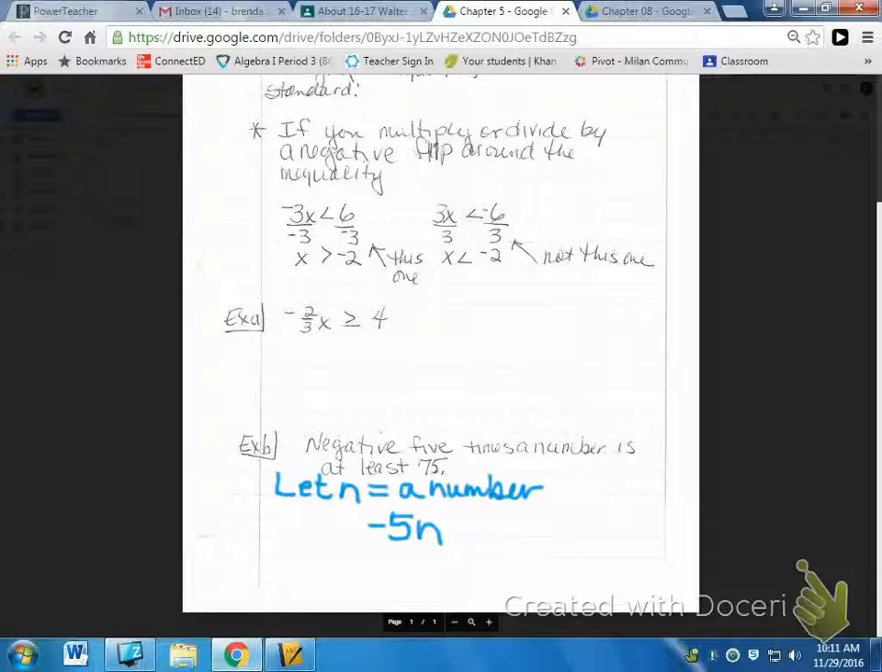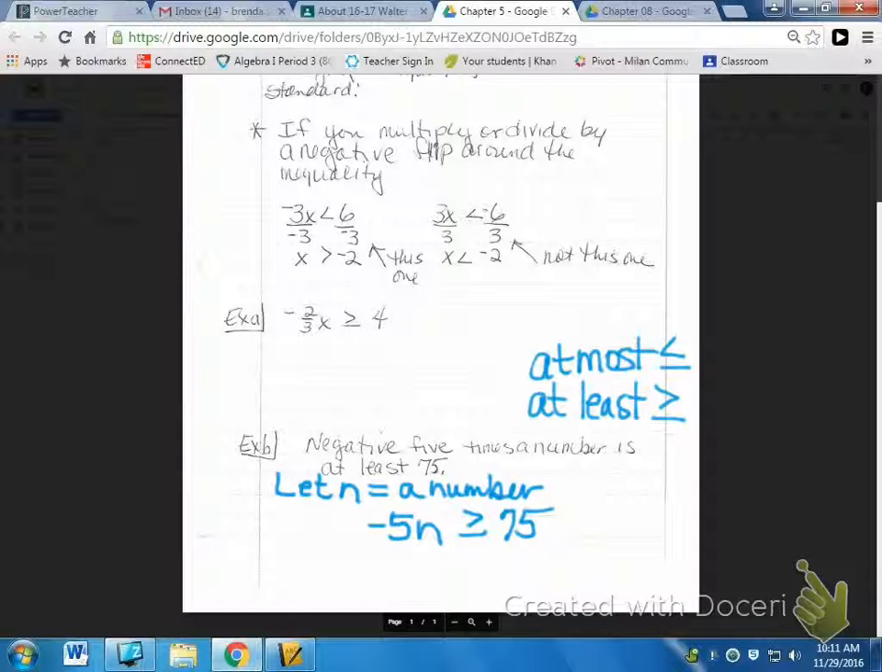is at least. Okay, so we talked about this yesterday. What does at least stand for, Maitri? Greater than or equal to. At least is greater than or equal to. Okay? While we're writing, what does at most stand for? Jared? Less than or equal to. Okay, so those two could come up every now and then. So back to our problem. -5n is greater than or equal to 75.